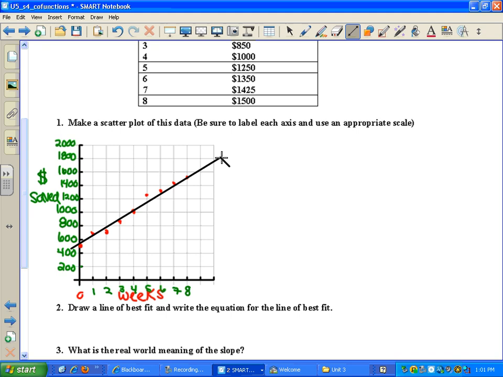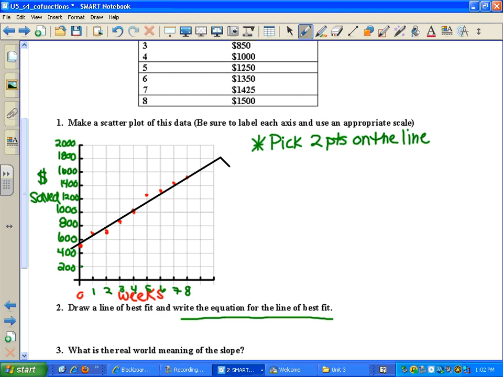Now what we have to do is write the equation for the line of best fit. So we have to remember how we write an equation between 2 points. That's what we're going to do, okay? In order to write our equation, you are going to pick 2 points on the line. Now they don't necessarily have to be the original data points. They just need to be some easy points that we can detect.